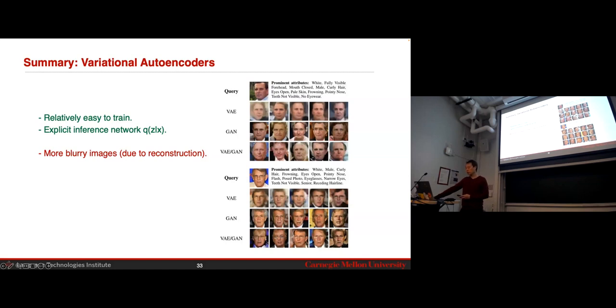Some issues with VAEs are that they don't give the most high quality images, because most of the time these reconstruction objectives are based on log likelihood or mean squared error. These tend to not be the best objectives to give very high quality images. Any final questions about VAEs?